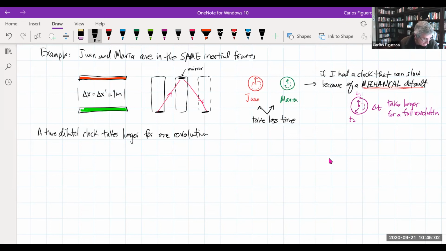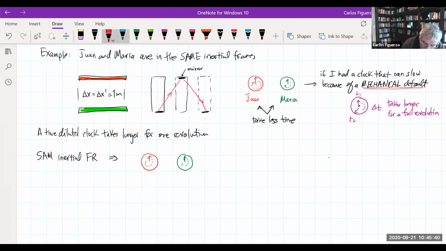So now, here we go. Okay? And what we're going to do here is that they start in the same initial frame. So what does that mean? That means when I look at Juan's clock, it's going to be there after one full revolution. When I look at Maria's clock, it's going to be there after one full revolution. They rotate at the same rate.